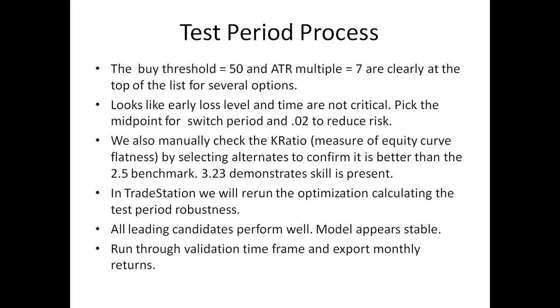One of the features of TradeStation is you can run it a second time and designate a period where it doesn't optimize. Anytime you're testing your system, you've got to consider that in-sample data. So basically, that's the test part. You run that through the system, and there's a number out on the side for the robustness index, which gives you a feel for how it did in the tests. All the leading candidates here would perform well, so the model appears stable.